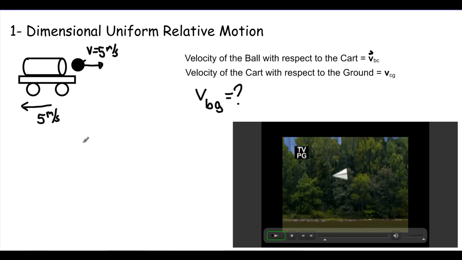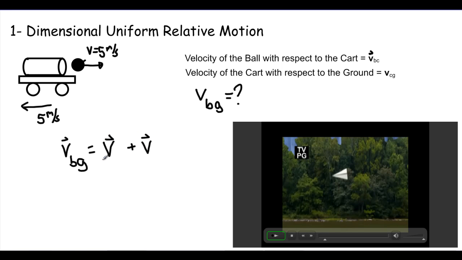In order for us to figure out the velocity of the ball with respect to the ground, I need to have these both subscripts on the outside. So this is like my bread. And then on the inside, I need to have matching subscripts. So in order to get the velocity of the ball with respect to the ground, I need to add two vectors. Those two vectors are going to be the velocity of one object with respect to another plus the velocity of the other object. And these are both vectors.